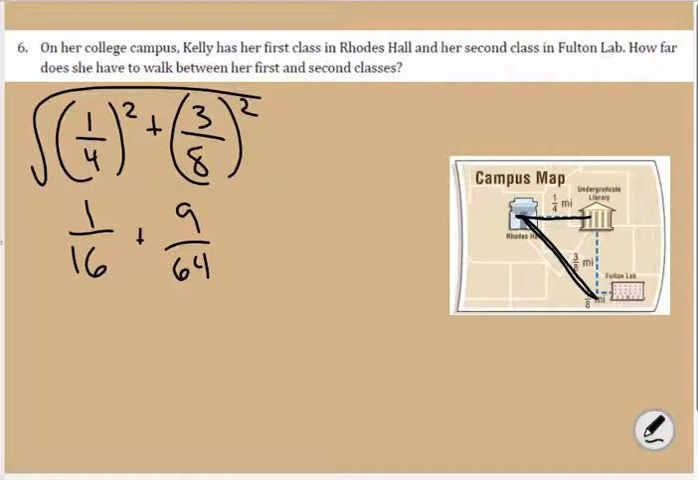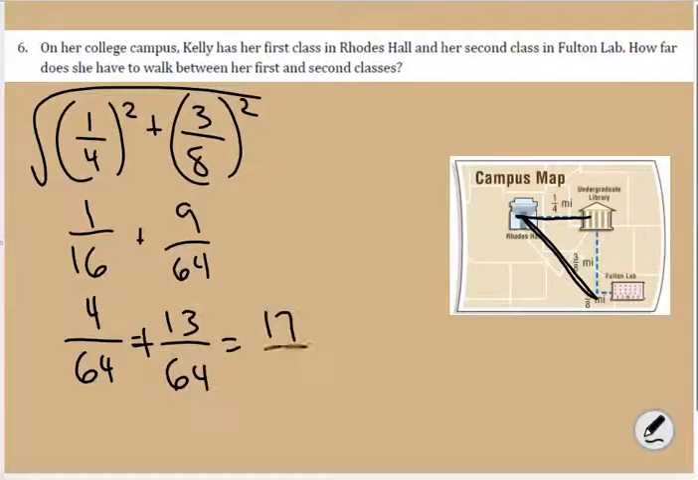So if I get a common denominator and put those two together, I'm going to get 17 out of 64. Take the square root of that, and you're going to get approximately 0.5153. So about a half a mile, plus another 1/8 for that extra little bit she has to walk to class.